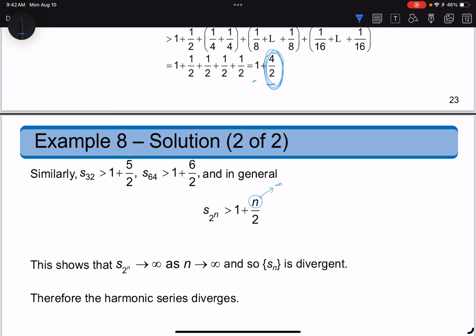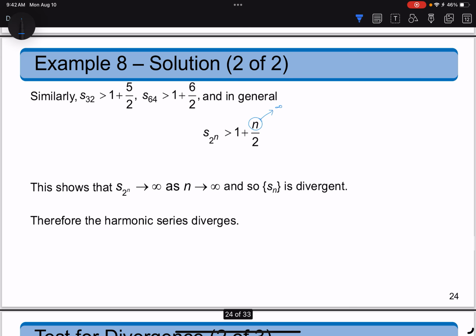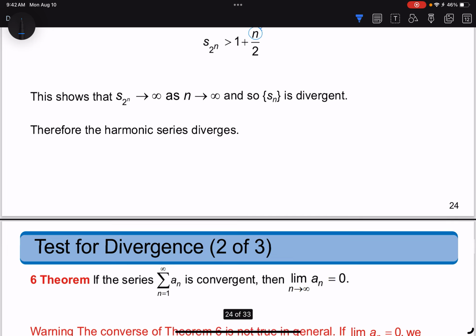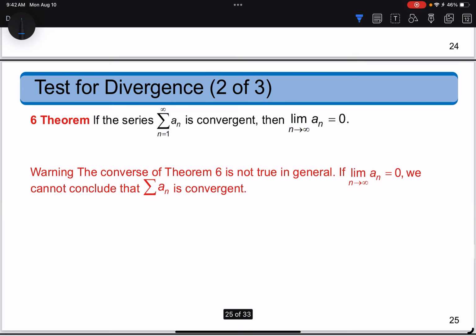So this shows that as n approaches infinity, the series approaches infinity as well. So the harmonic series diverges.